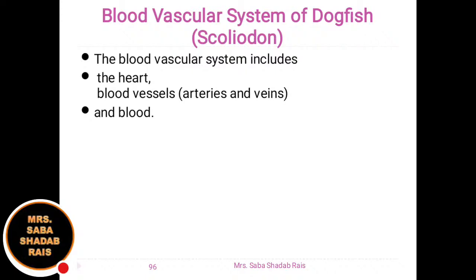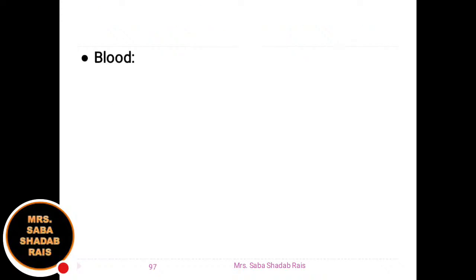One is the heart, the most important pumping organ. Then blood vessels. Blood vessels will be of two types: arteries, which carry the oxygenated blood, and veins, which carry the deoxygenated blood. And the most important thing is the blood. Now see, in the case of the scoliodon it is blood, but in other animals it could be any type of circulating fluid. Okay, so let us move ahead and talk about the blood.